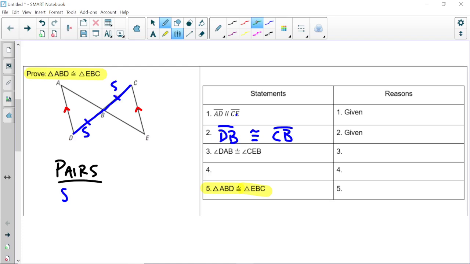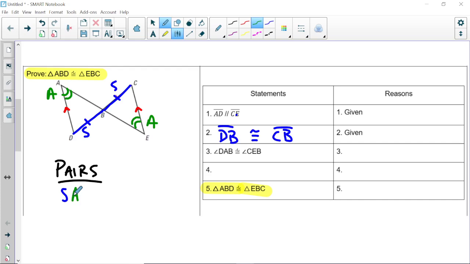Now they are telling us in statement number 3 that angle DAB is congruent to angle CEB. If we look at our diagram and mark that up, angle D to A to B is this one right here in green. They're saying it's congruent to angle CEB, C to E to B, this angle in green. They're telling us that, but we don't have a reason for it yet. We have to think about how we can say that.